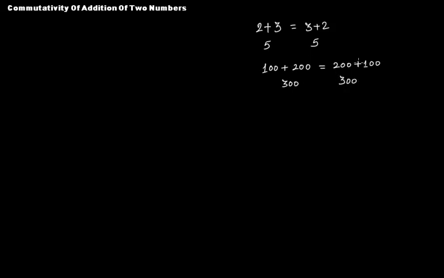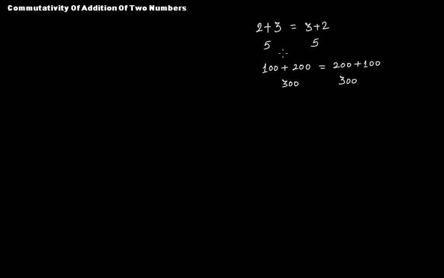So you will say that this is the commutative property of addition of two numbers, but that's not a very correct or precise way to explain what that property is. So how are you going to form a rule, so that if someone asks what the commutative property of addition of two numbers is, you can say, this is the rule? So let's try to find it out.